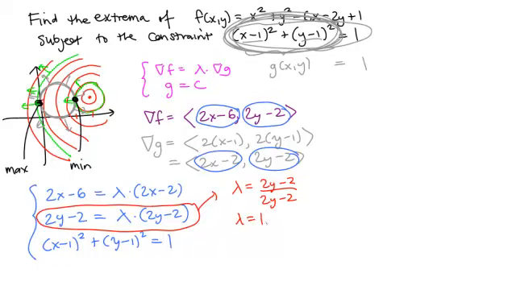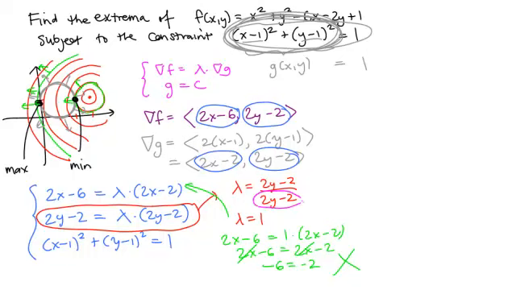So now that I know the lambda value, I could plug that into the top equation. If I do that, I'm going to get 2x minus 6 is equal to 1 times (2x minus 2). So 2x minus 6 is equal to 2x minus 2, which means that negative 6 is equal to negative 2, which means, crap, something has gone wrong right here. I can't solve these three equations. Negative 6 is not equal to negative 2. What went wrong? Well, what went wrong was this part right here.